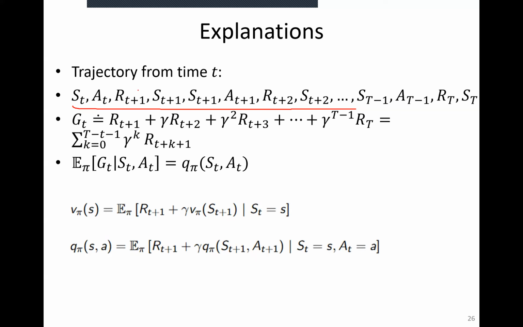So suppose we use this convention, then the return is this expression, written in summation form is this. And that's why this expectation over pi of GT is equal to Q_pi(ST, AT). So you're summing the reward starting from here. It's the same as taking action AT in state ST and then summing all the future rewards.